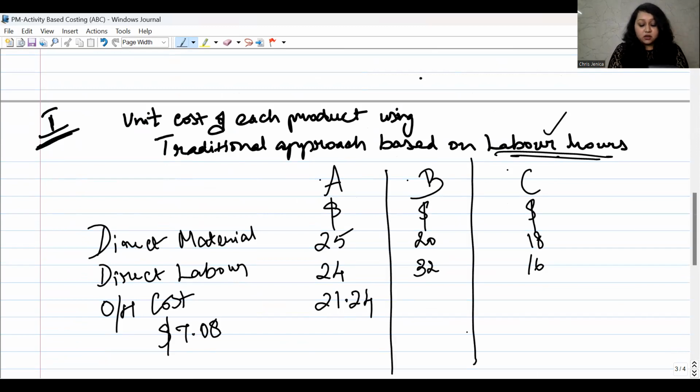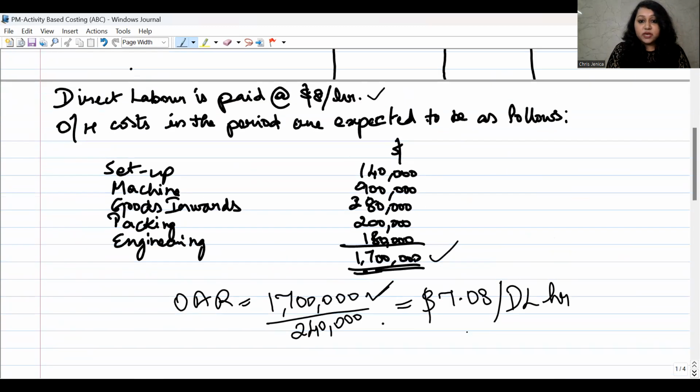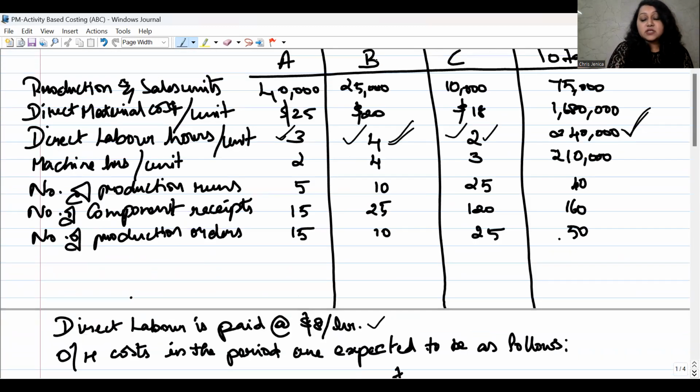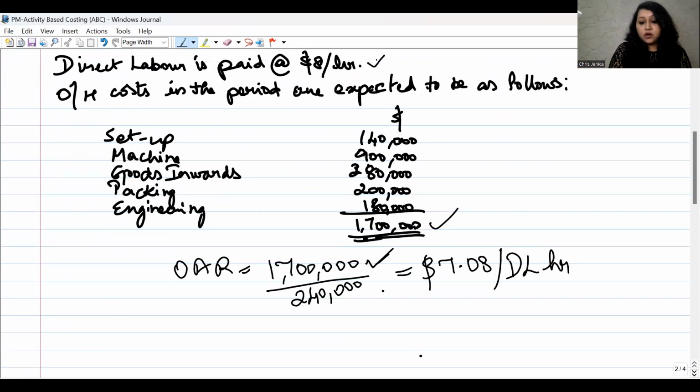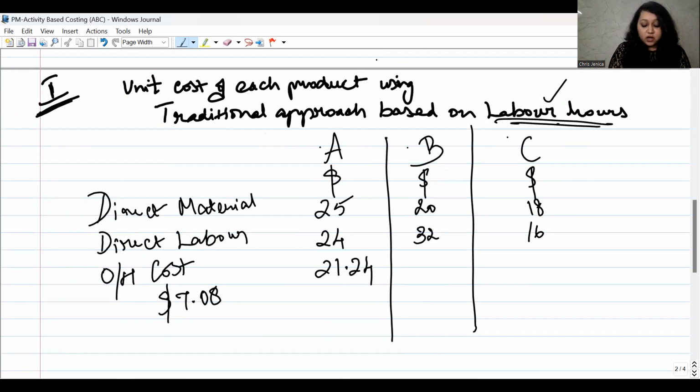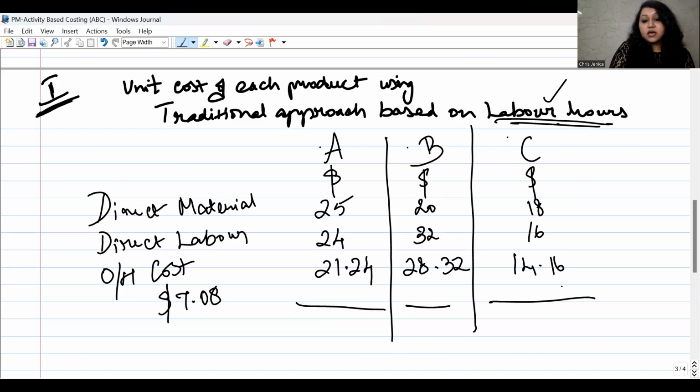Okay. And then how many hours do we have? Direct labor hours for product B is going to be 4 hours. So 4 hours into 7.08 is going to be 28.32. And then 7.08 into 2 hours is going to be 14.16. Now calculate the total.